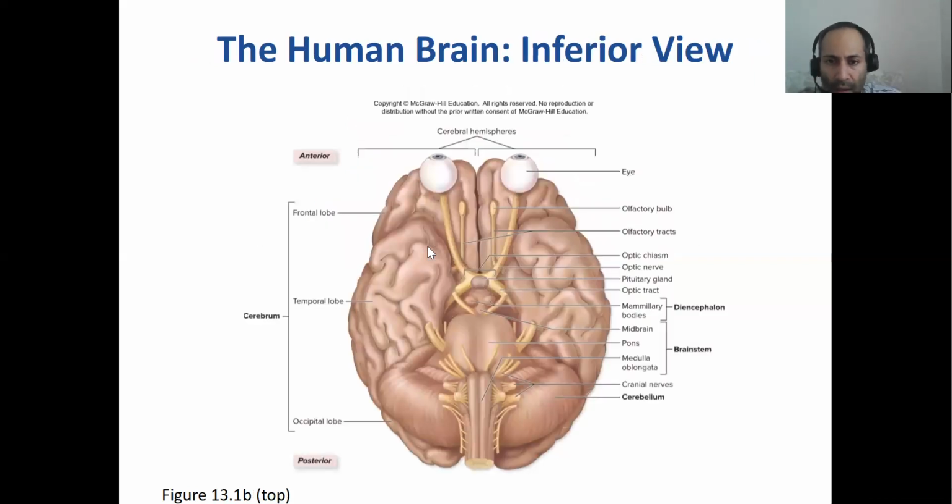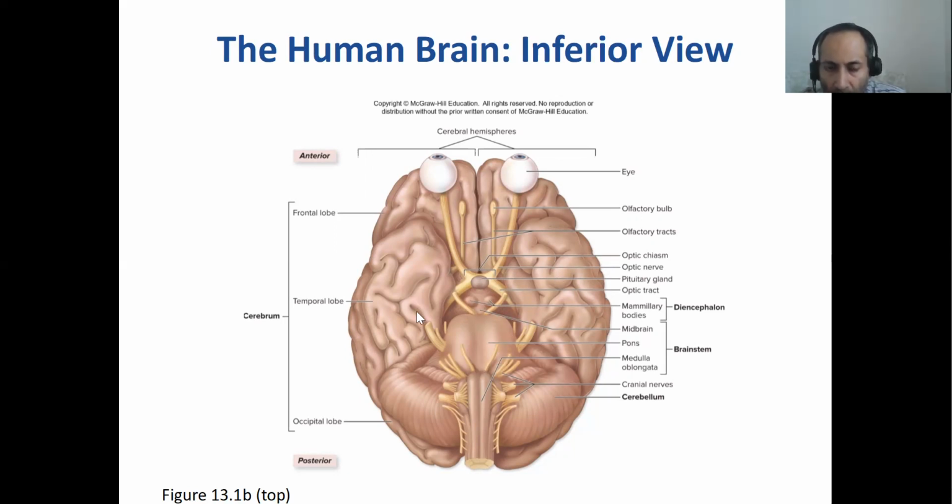So you're looking at the brain from an inferior view, okay? Again, cerebellum. Those are cranial nerves. Remember, we talked about 12 pairs of cranial nerves. You can see them emerging from the brain here. All right, those are the cranial nerves you can see. Then you have the medulla oblongata. There's the pons, and then the midbrain, pons, medulla oblongata, the brain stem, right?